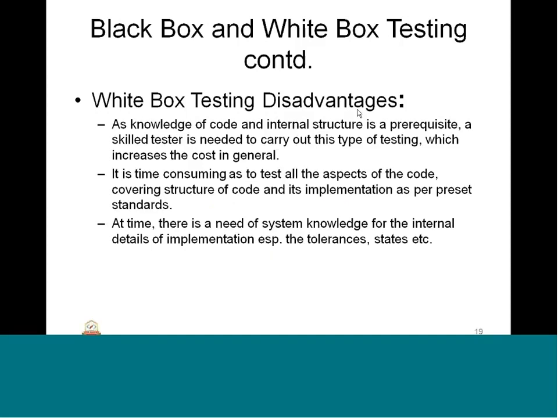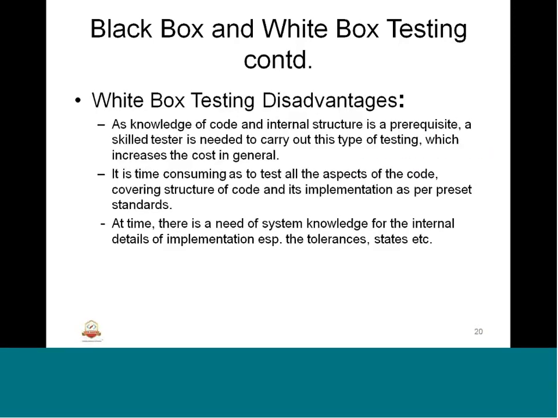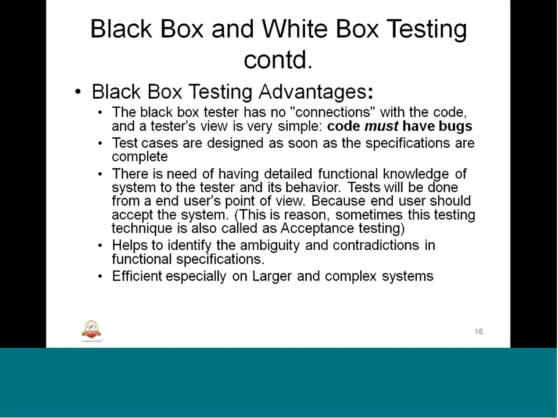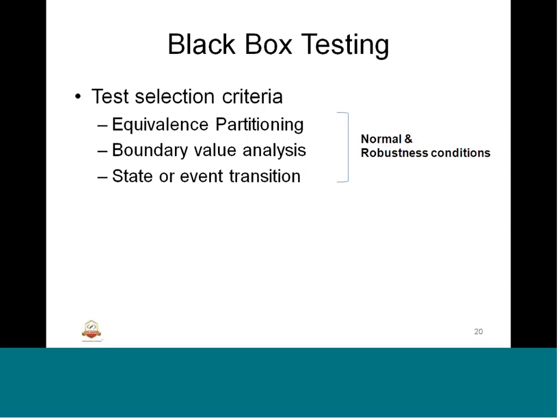Okay, next we understood the white box disadvantages, advantages, black box advantages and disadvantages. Having understood the black box and white box testing terminology, this is under dynamic testing. Now we will come to the test selection criteria for the dynamic testing of the black box. What are those? So equivalence partitioning is one of the test selection criteria. Boundary value analysis, state or event transition. These three categories are used for test selection criteria.